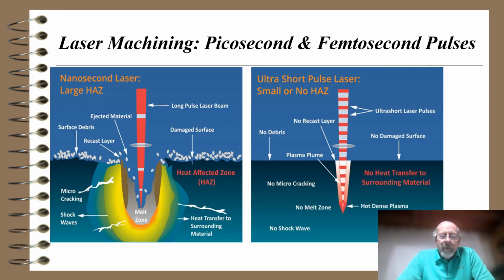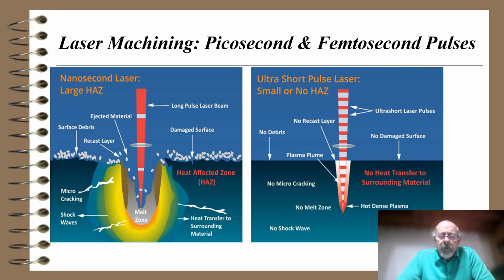So let's talk a little bit about time with lasers, and I've got this graphic which comes from IPG. On the left-hand side we see nanosecond lasers, large heat-affected zone type of machining. You see the long pulse laser beam. What happens, you have ejected material, you have a melt zone, you have micro cracking of the material. There's heat transfer to surrounding materials, damaged surface, a recast layer, the stuff that comes out molten and cools down, and surface debris. It's not a very clean or nice way of machining.